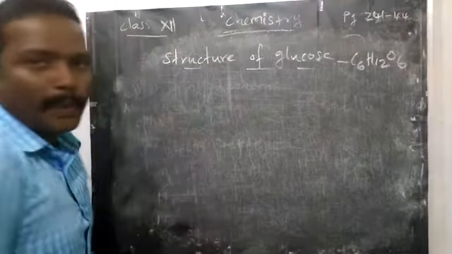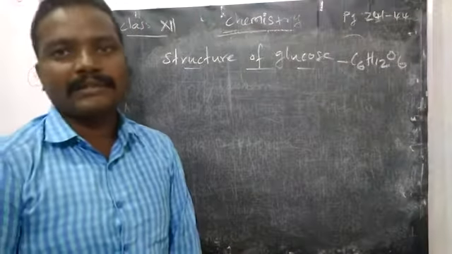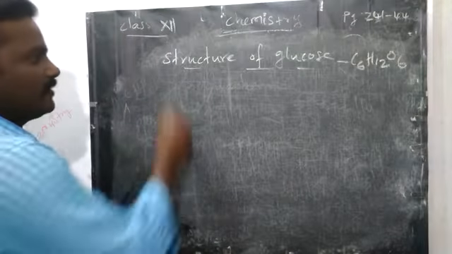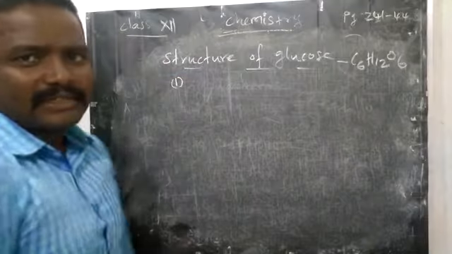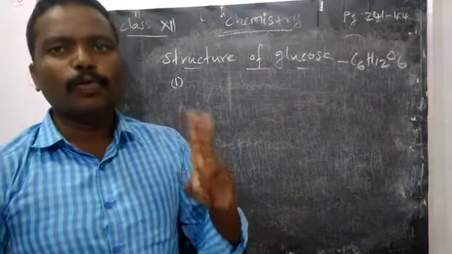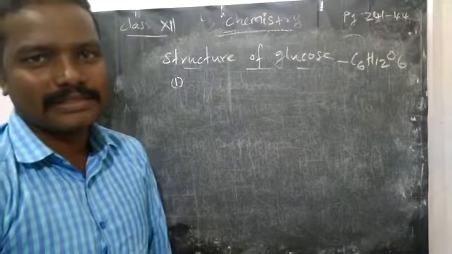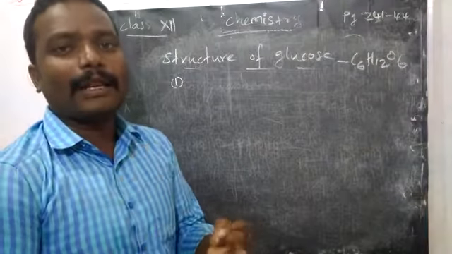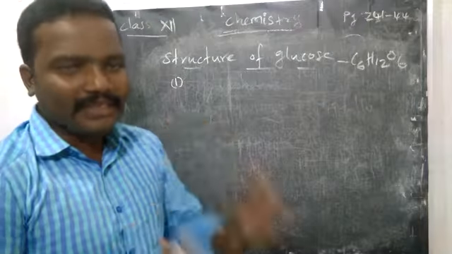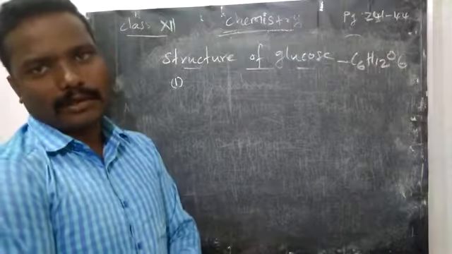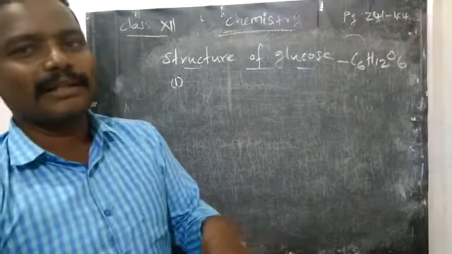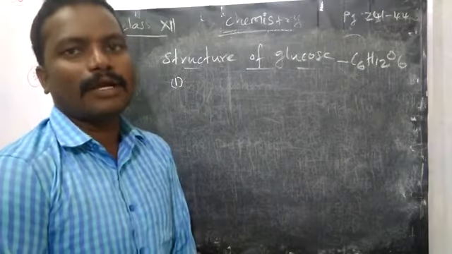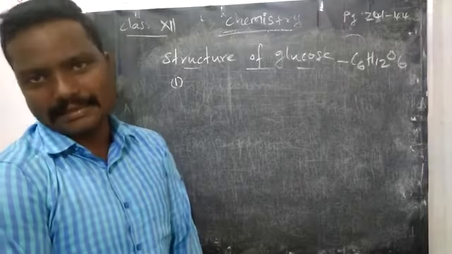So there are 8 points. If you know the 8 points, you can write the structure of glucose on your own. Okay. The first point is based on two processes. What are the two processes? Molecular weight determination and elemental analysis. Okay, so in research, elemental analysis is one part. How many carbons are there? How many hydrogens are there? How many oxygens? If you find that, it is called elemental analysis.